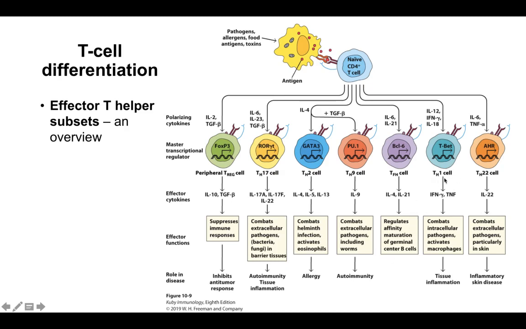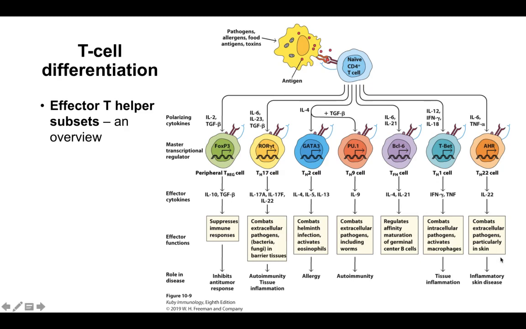T helper 1 cells are important for intracellular pathogens, and so the cytokines that would be made by that antigen presenting cell to polarize it to be a Th1 are IL-12, interferon gamma, and IL-18 together, and these T helper cells make characteristic cytokines such as interferon gamma and TNF. This is really important for activating macrophages to work better and to activate the other cells to be able to get rid of an intracellular pathogen.